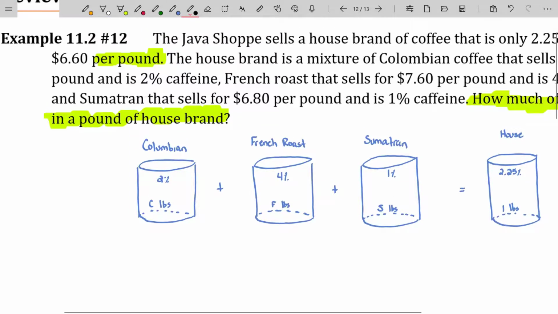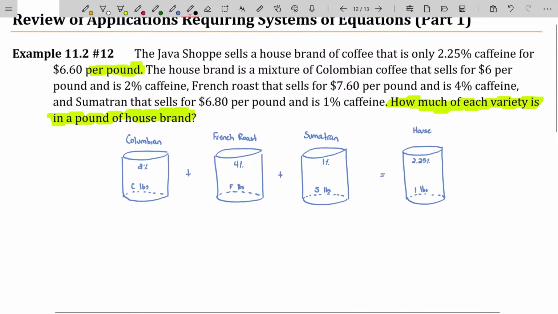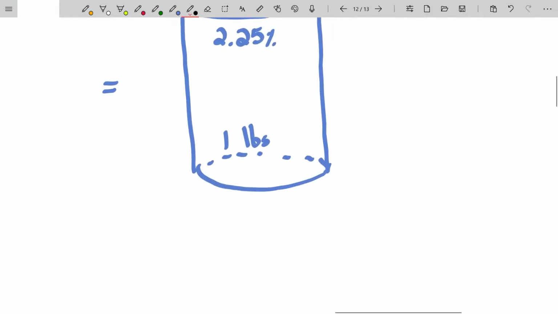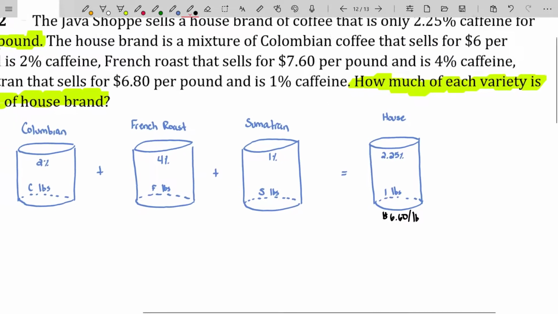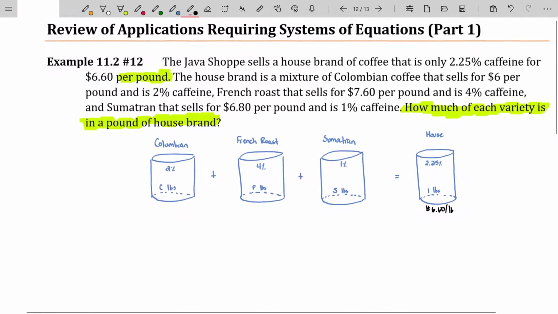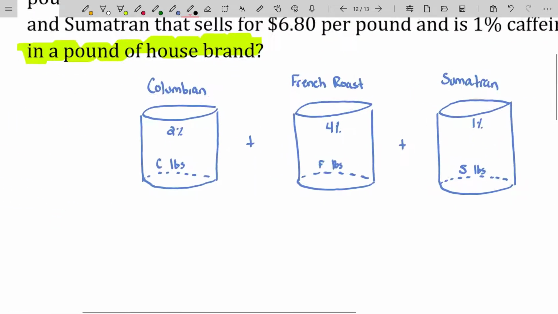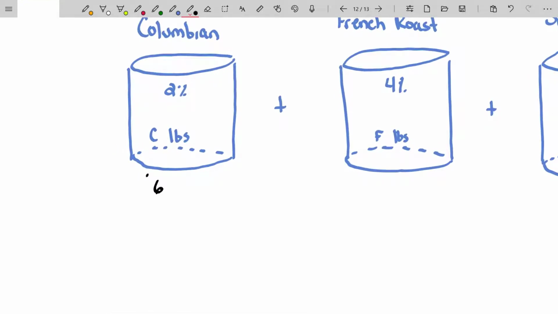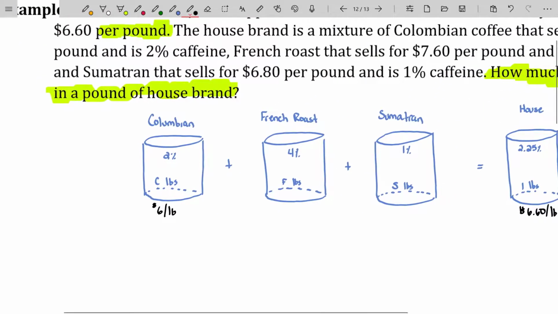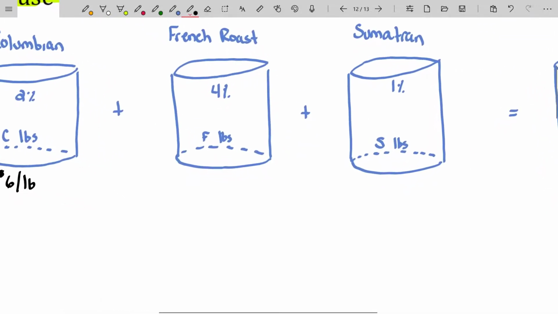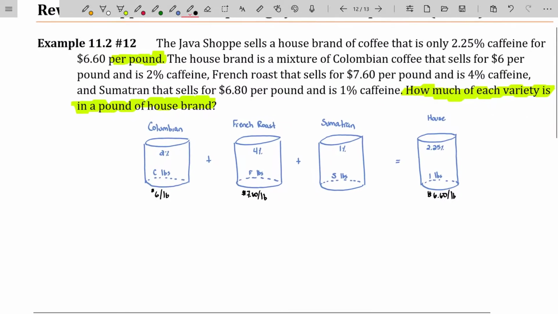So the price of the house brand is $6.60 per pound. And let's see what else we have. Colombian sells for $6 per pound. I'll write that in there. And let's see, French roast sells $7.60 a pound. Writing that in there. And finally, Sumatran, $6.80 per pound.